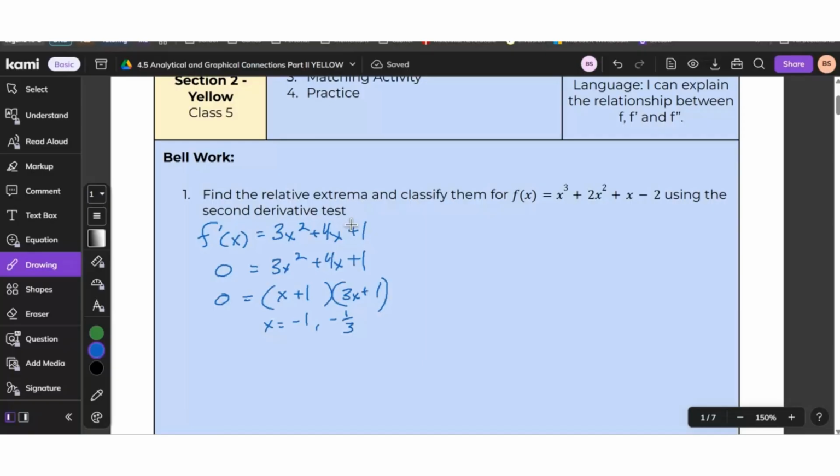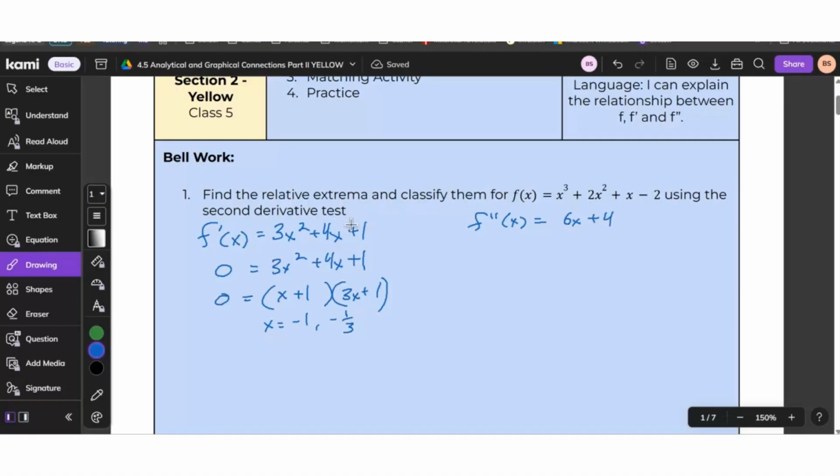Excellent. Okay. Then I need to find the second derivative. I'm just going to take this one and do it again. So 6x plus 4. Excellent.